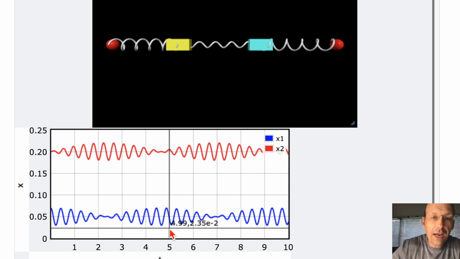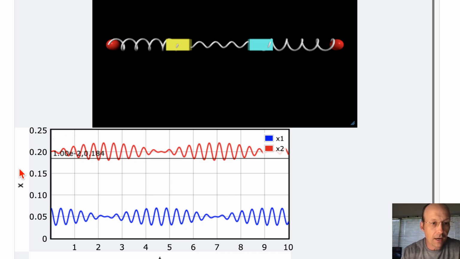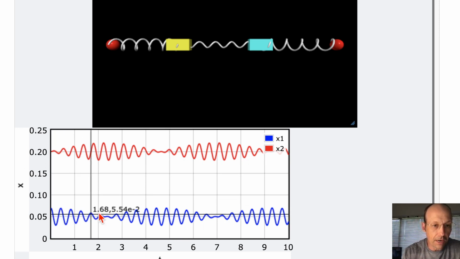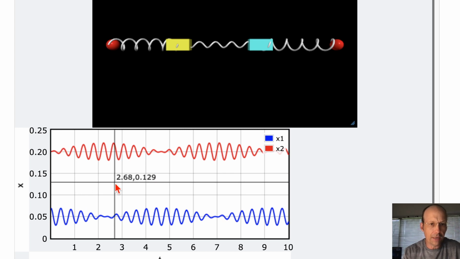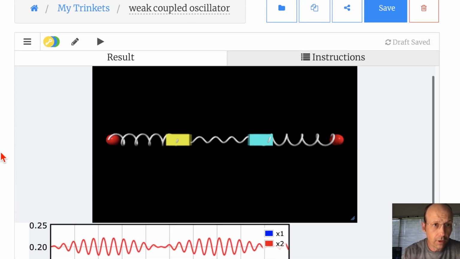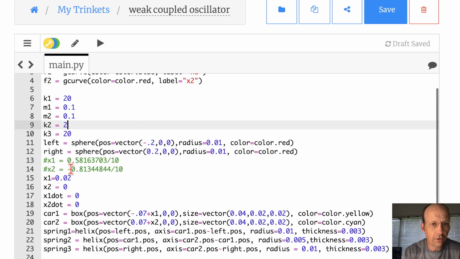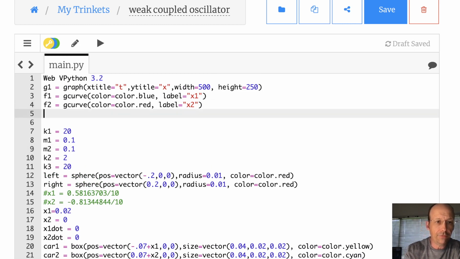Perfect. Okay, so what I want to do now is to just make another plot, add another plot here with my equations for epsilon. I'm going to do it for mass 1. So that's going to be this bottom mass down here. And I'll shift it up a little bit here so we can see it. I'll put it in purple. So let's go up here. No, let's make another graph. Let's call it F3. G curve, color equals color dot purple.